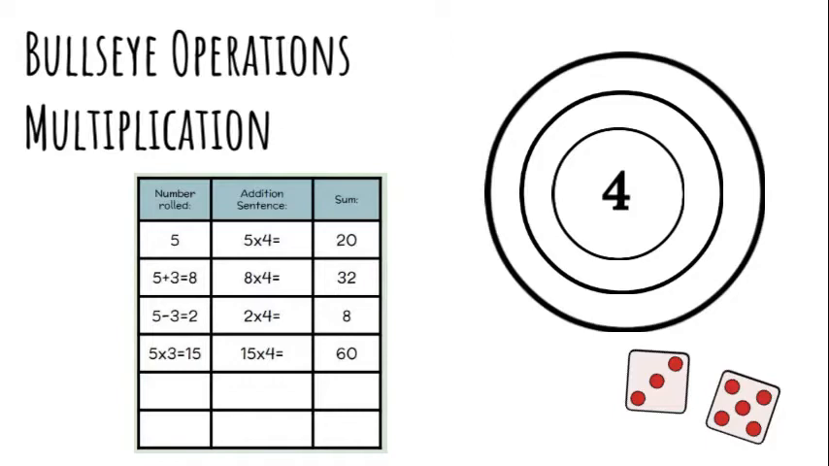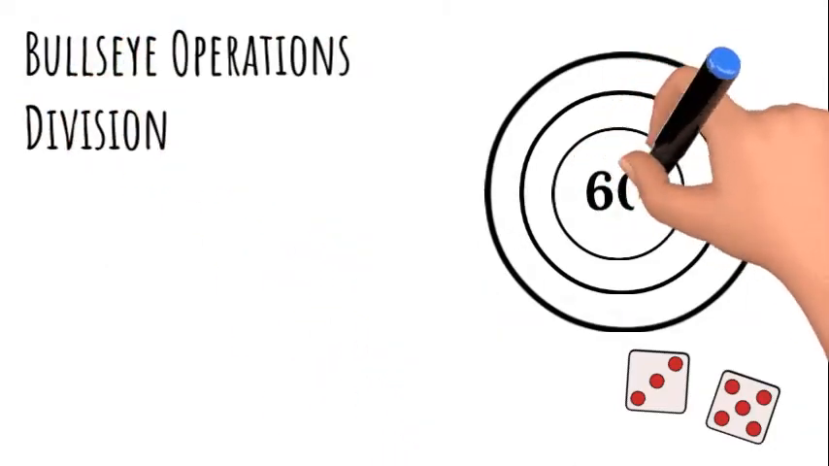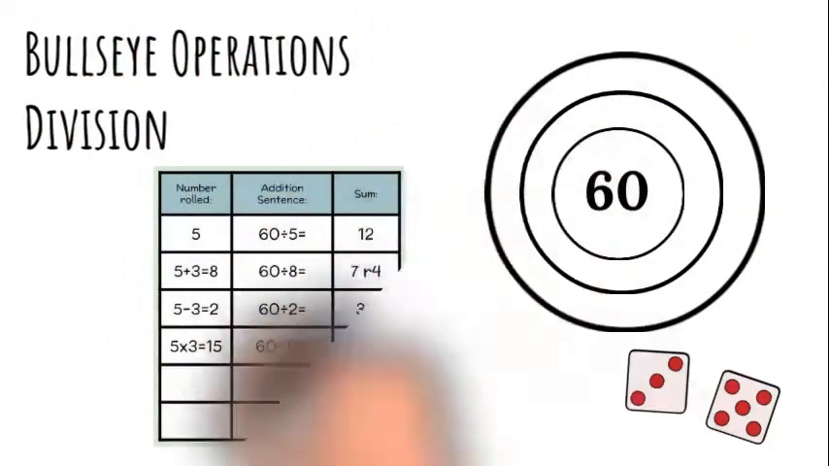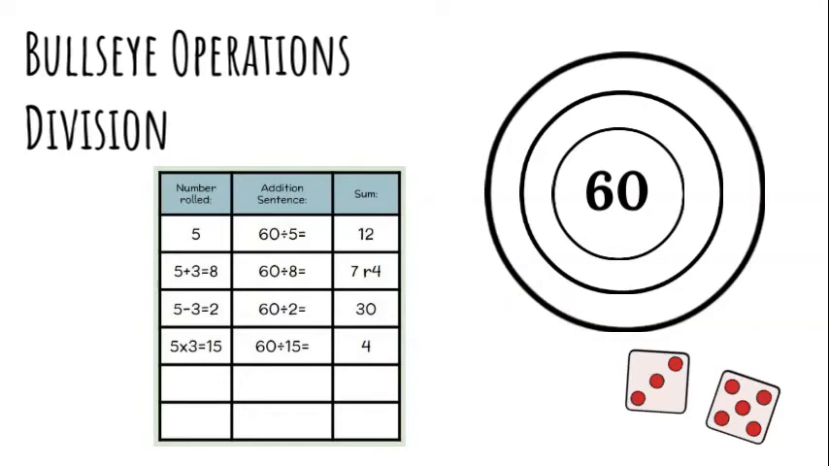Bullseye Operations can also be done with division, but I do have to warn that it can be tricky because more often than not, there will be a remainder, and depending on the grade level that you teach, this might not work. If you decide to use this game with division, make sure that the bullseye number you select has multiple factors and is large enough to divide by. You can see on the screen that the process would be the same as with multiplication.